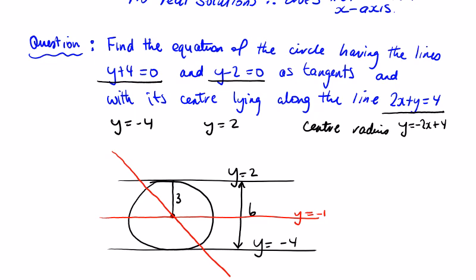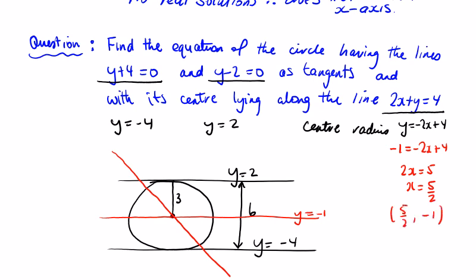So my y value for the center has to be minus 1. So if y is equal to minus 1, we can plug in here, minus 1 is equal to minus 2x plus 4. So 2x is equal to 5. So x is equal to 5 over 2. So that gives me the center, 5 over 2 and minus 1.